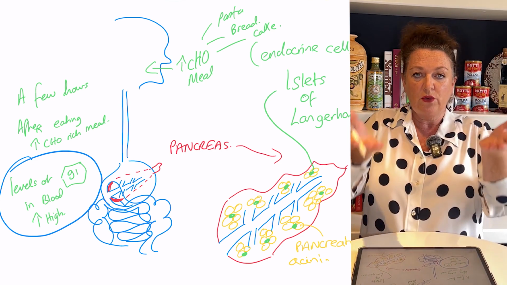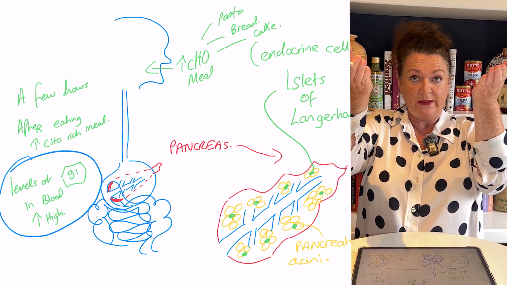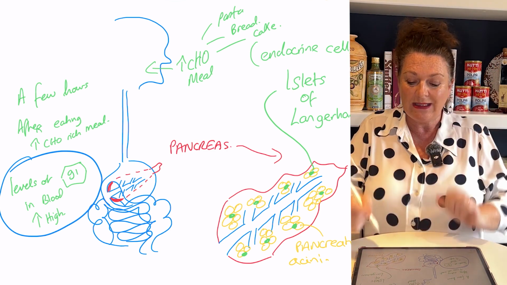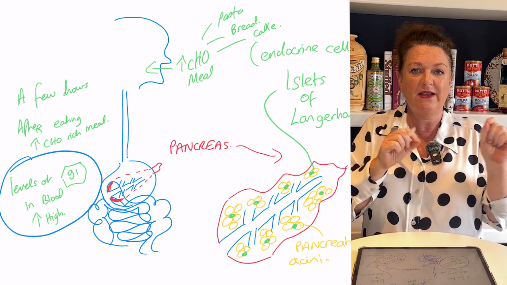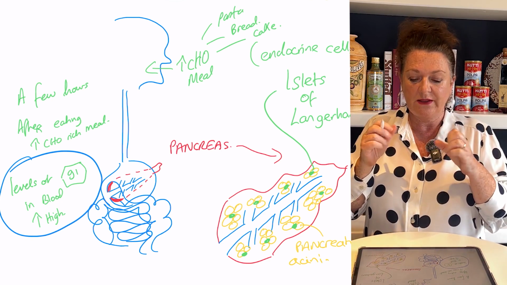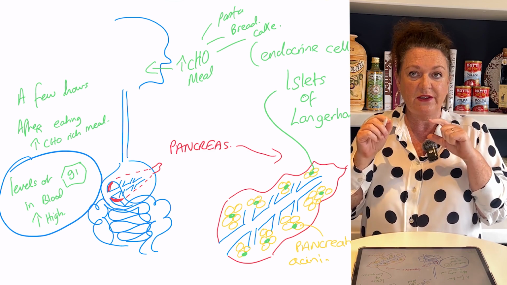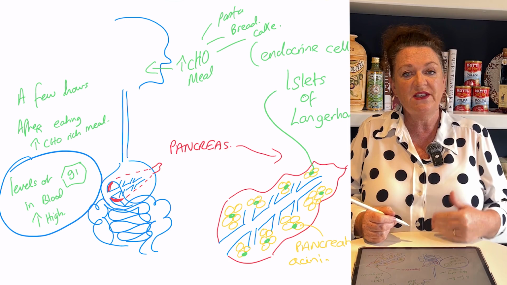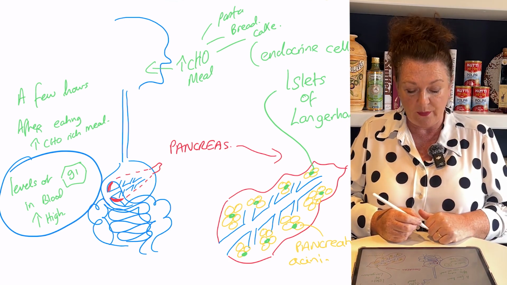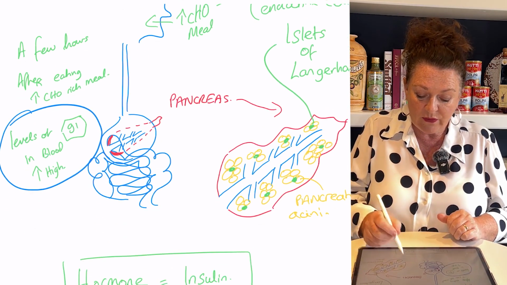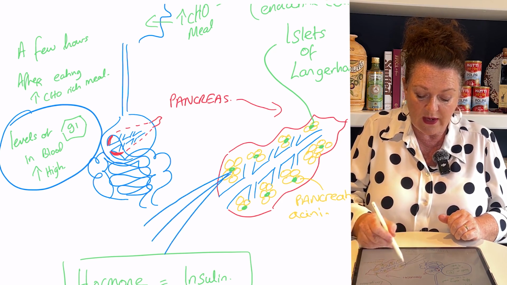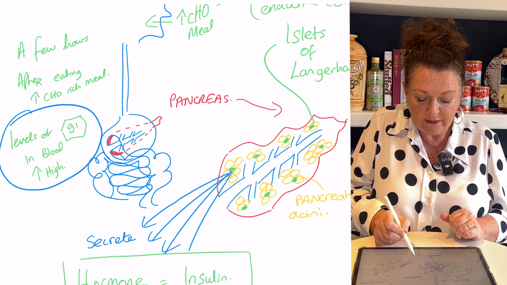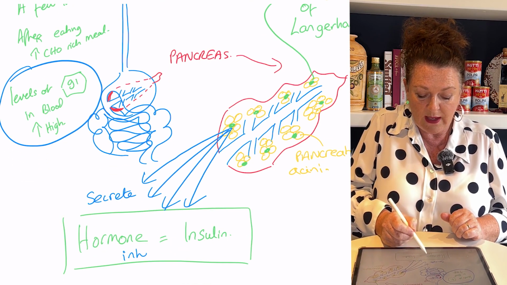So once the levels of glucose in our blood are raised, which they are a few hours after eating our carbohydrate rich meal, these cells, the islets of Langerhans, detect that. So I'm going to personalize it. So the islets of Langerhans have detected, oh, the levels of glucose in the blood have gone up. And once they detect that, they respond. And how they respond is the islets of Langerhans secrete the hormone insulin into blood.